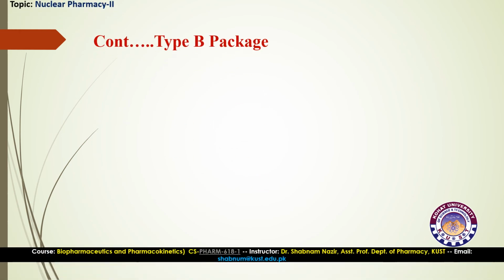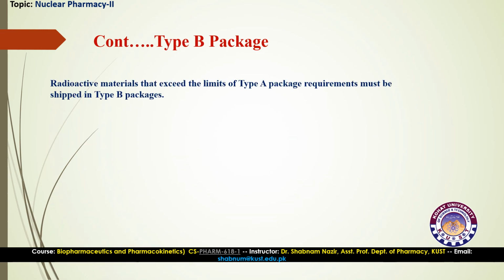The third packaging is the type B package, and radioactive materials that exceed the limit of type A package requirement must be shipped in type B packages. Here come the materials which have a radioactivity greater than even type A or industrial packaging.